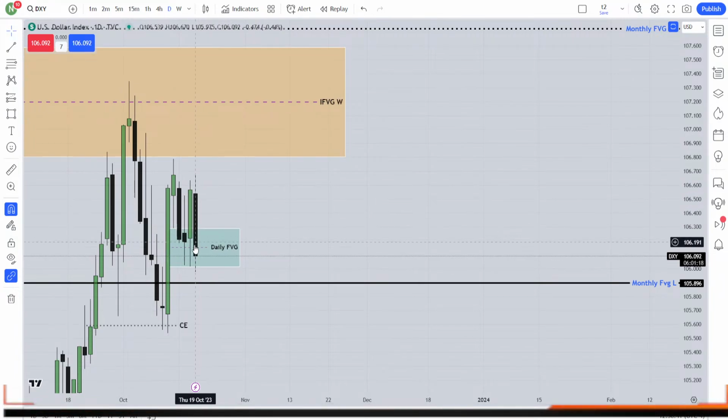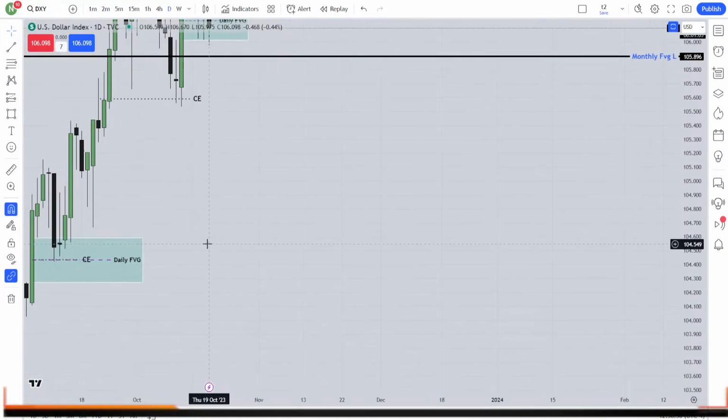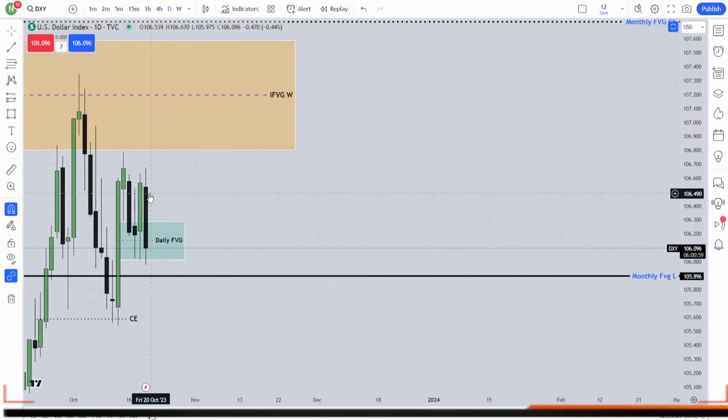Then where it will go, I don't care. It will go through all of this area. My first target, my first expectation is it will come toward the upper level of this fair value gap. This is my expectation. Later it can come here, it can come here, I don't care. This is my expectation. Okay.